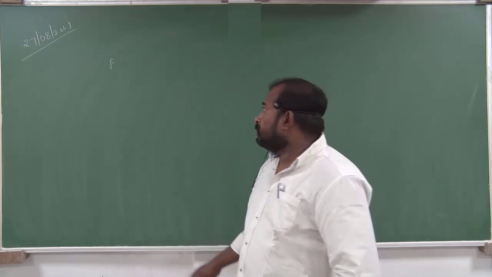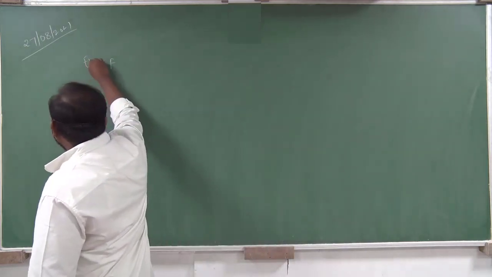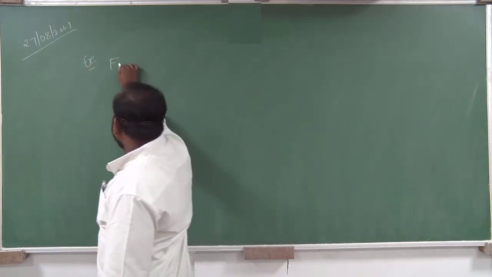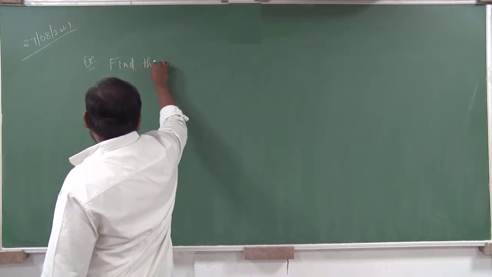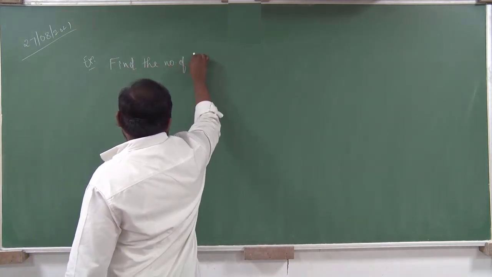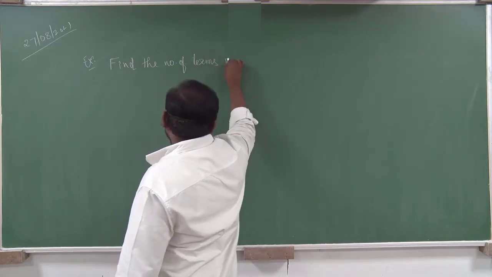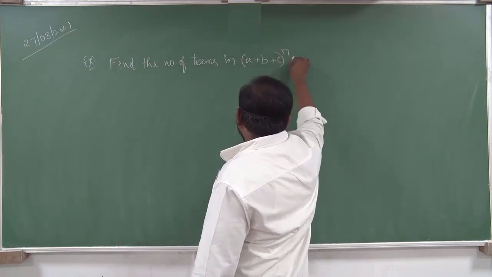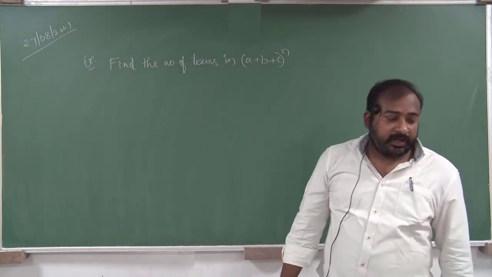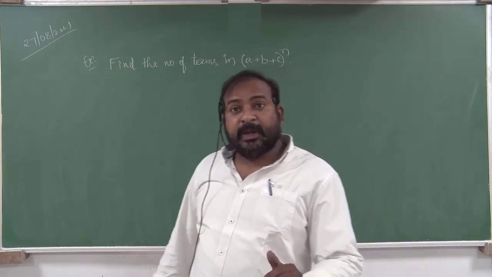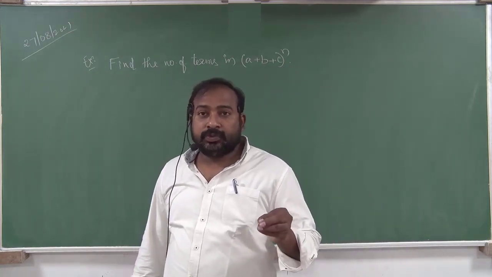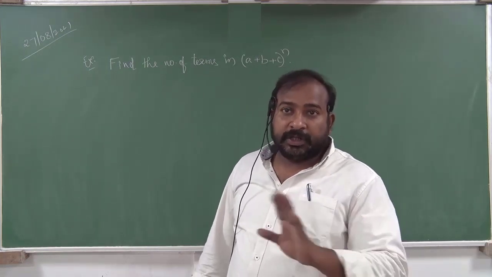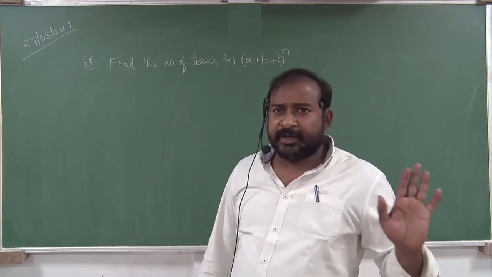number of terms. Here the example is, and you can remember it as one formula also. Okay, find the number of terms in (a + b + c)^n if they give it like this. In general, for (a + b)^n, if n is a positive integral index, you already know the number of terms is equal to n + 1. That is the concept we already gave, it's completed.